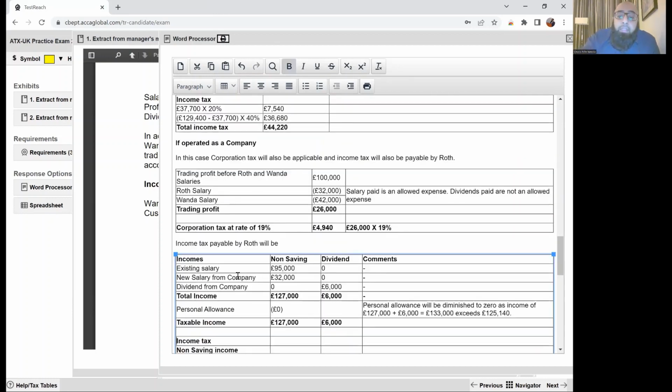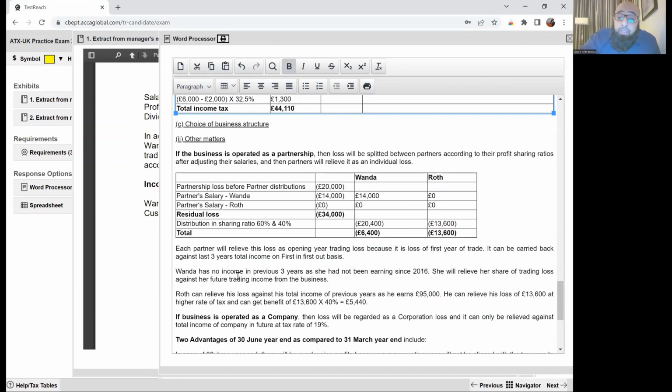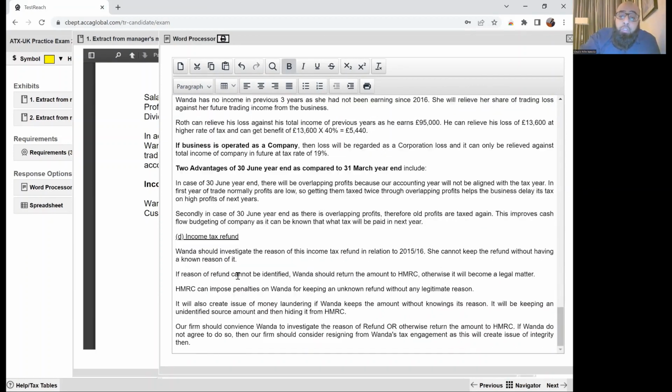Then in other matters, there was about the loss. So you have to think about opening year loss because it was the first year of trade, and then choice of year end and this income tax refund. So I believe that it's clear.